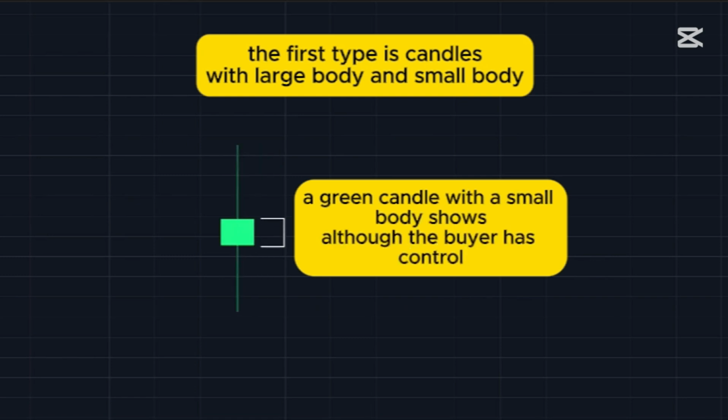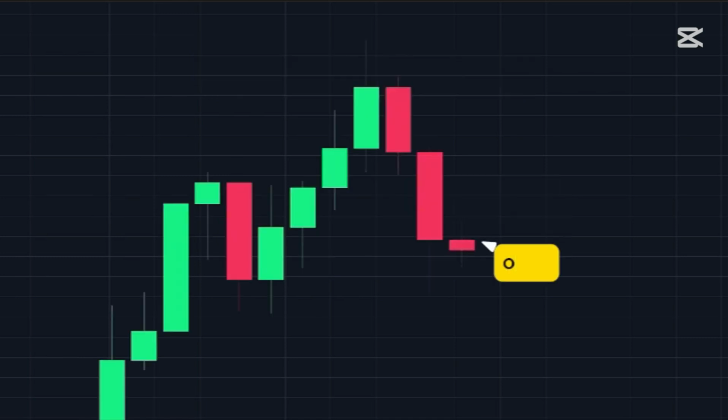A small body candle tells a different story. A green candle with a small body shows that although the buy side has control, they do not dominate, because the seller also puts up a lot of resistance. It has a lower opening price, and the buyers tried to push it up, but because the sellers are almost as strong, the price does not change much and closes near the opening price. This is why the candlestick has a small body.